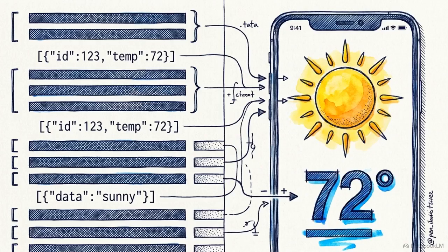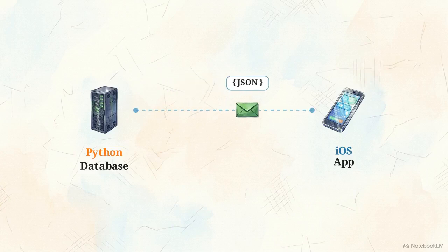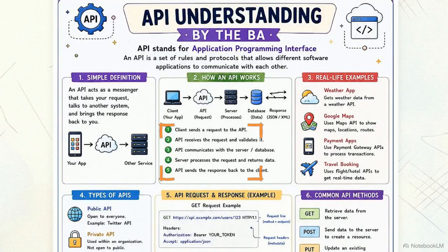It instantly converts this raw data into the sunny weather icon and the 72-degree temperature you actually read over your morning coffee. Because this payload is standardized, a database written in Python can easily share its information with a mobile app built for iOS. Delivering raw, universally readable data is the true utility of the API. Request, validate, communicate, process, response. That is the complete lifecycle of a successful API call.